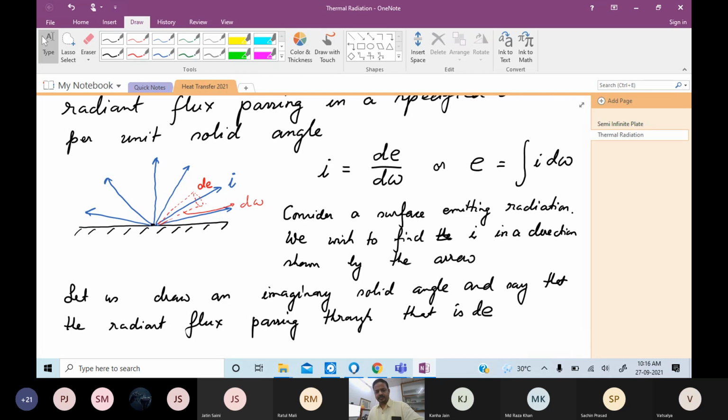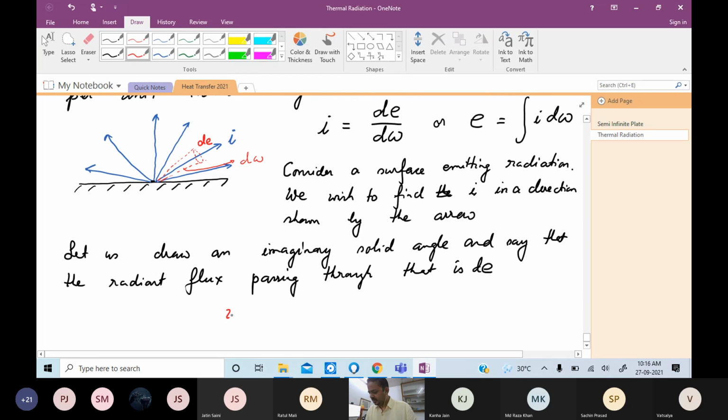Okay, so then I will define I is dE d omega. Or I can write as we have defined here also, it is that quantity which when integrated over all directions gives us the emissive power of the surface. Okay, and once again that word total means summed up over all wavelengths. Any questions?